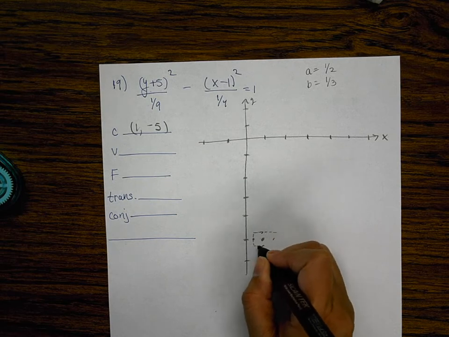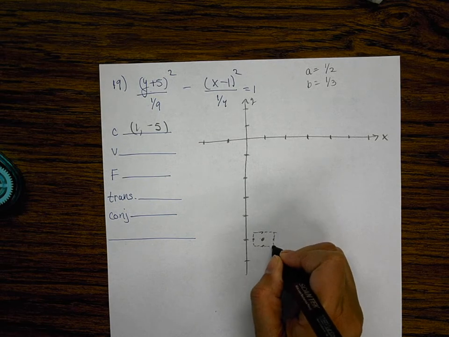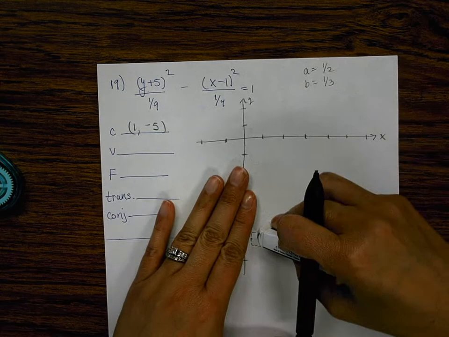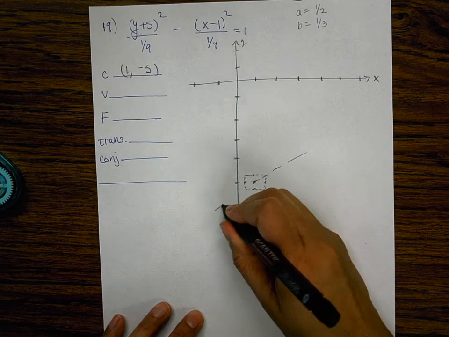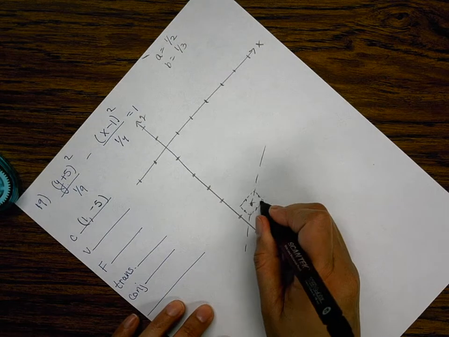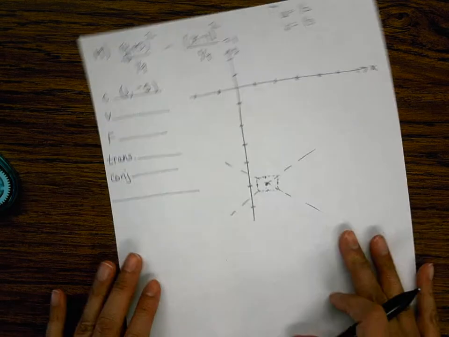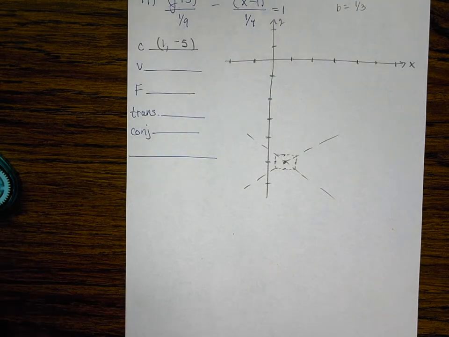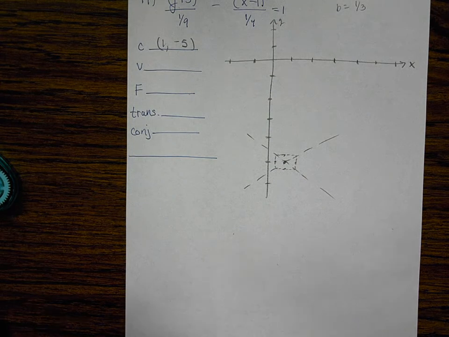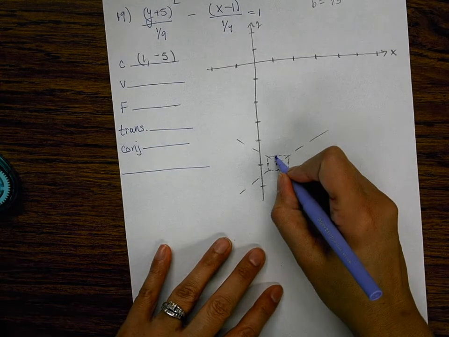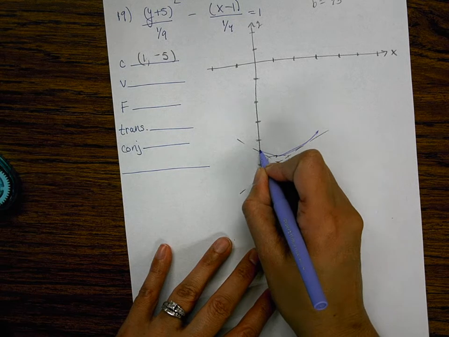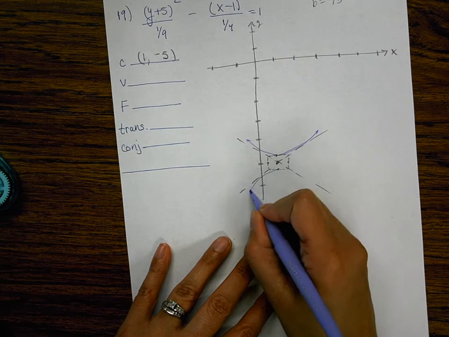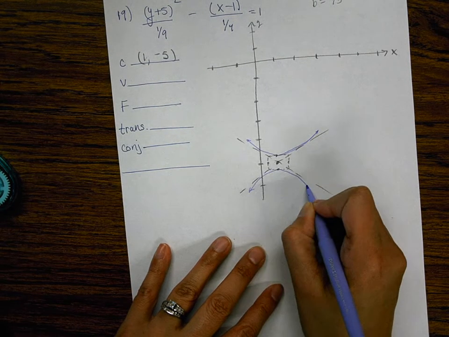Make this tiny little rectangular shape, and then my diagonals, which are the asymptotes. And since the y came first, that means it's opening up and down. Oh, went a little too close. Approaching the asymptotes, not touching. Okay.